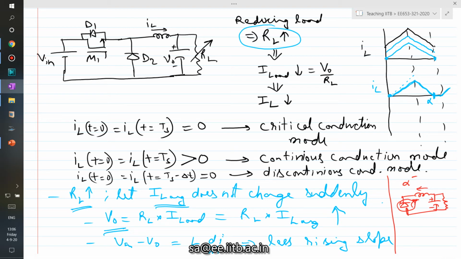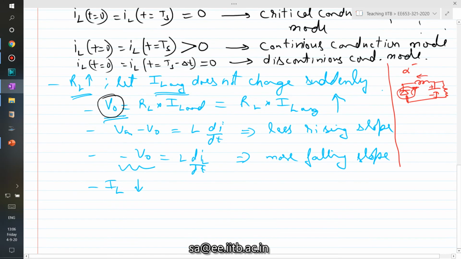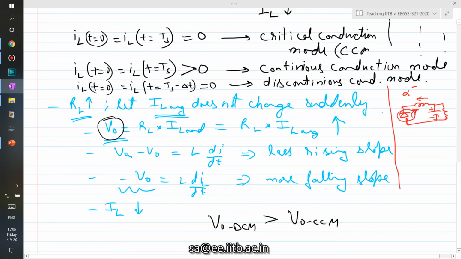One thing you can very quickly say is that because the falling slope is less, the rising slope is less, we understand that the output voltage is going to be a little bit more than what it was in the continuous conduction mode. So VO in DCM is going to be greater than VO in continuous conduction mode. So for continuous conduction mode we use CCM, and for discontinuous conduction mode we can use the acronym DCM. Critical conduction mode we generally do not use any acronym for that because it might confuse with CCM. Right?